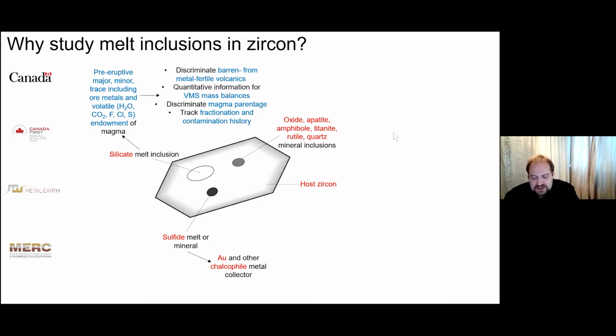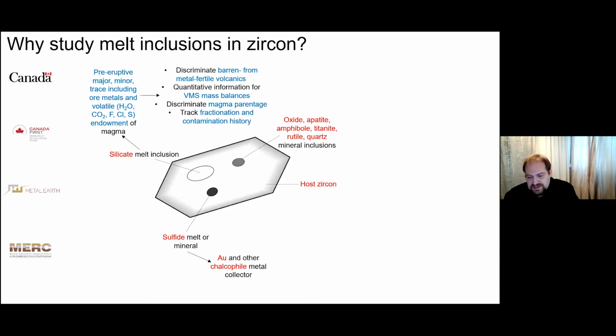These constraints also have a discriminatory value from the point of view of mineral exploration, and we can feed that information into mass balance exercises that are going to allow us to predict the size of volcanoplutonic complexes required to supply precious and base metals to hydrothermal systems. Sulfide melt inclusions are another interesting inclusion phase that typically shows up in zircon.